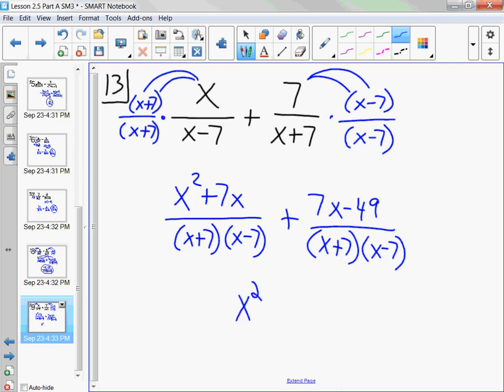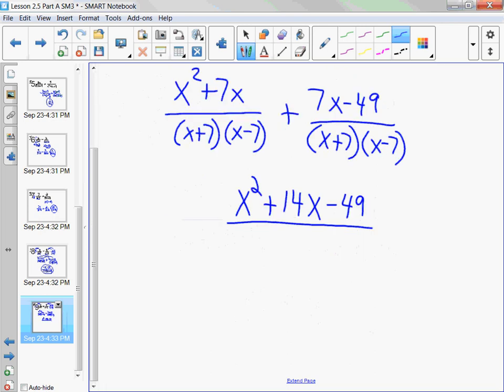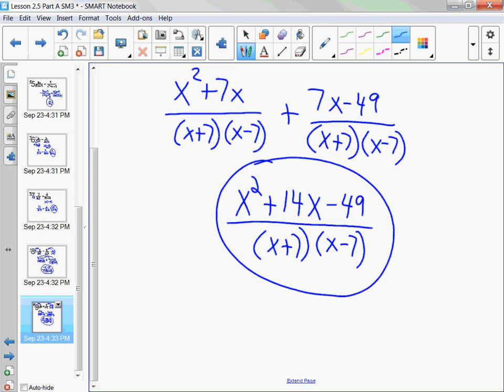There's only one x squared. There's a 7x plus 7x, which makes 14x. And there's a negative 49. And that all goes over the common denominator, x plus 7 times x minus 7. Now, it kind of almost appears that the top might factor, because negative 7 times positive 7 is negative 49. The problem is when you add those together, you get 0x, not 14x. So it's not factorable, and so this is your answer.